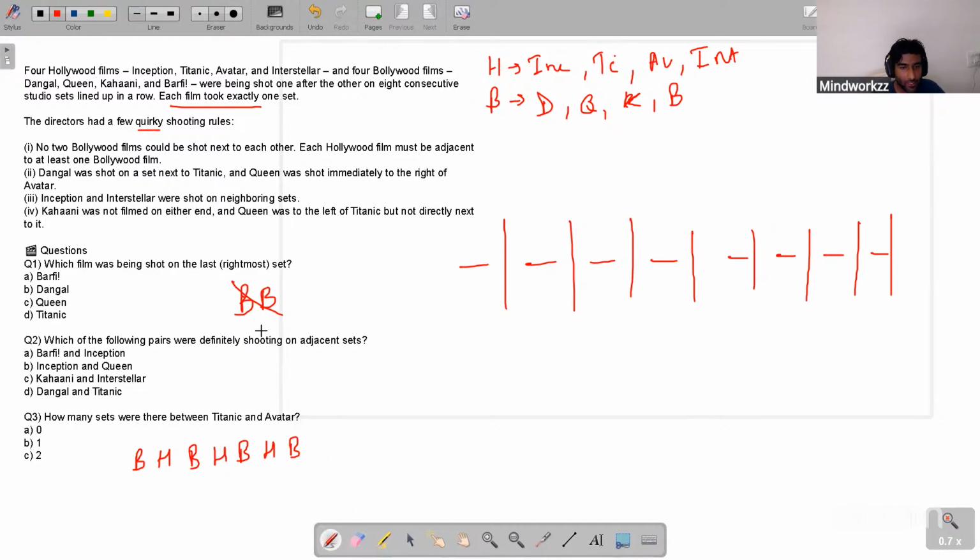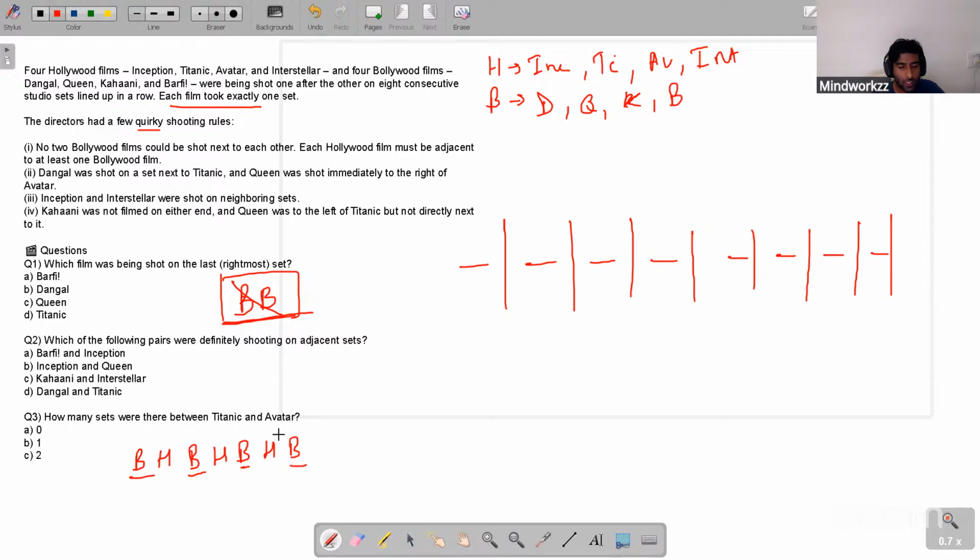Since it is told to us that there cannot be two Bollywood films together, that means the four Bollywood films have to be alternate. They cannot be together. So of course, they will be shot alternately. The studios wherein those four Bollywood films are being shot will be alternate because they cannot be together, as per the first clue. That's why I've written four Bollywood films here.